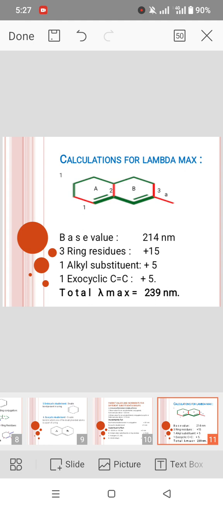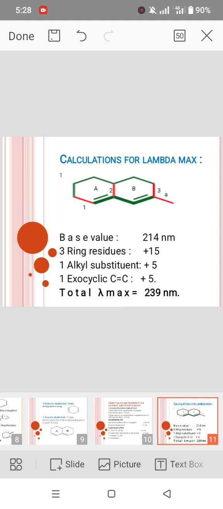I have marked them 1, 2 and 3, and this is why I add 15, because each ring residue contributes 5, so 3 multiplied by 5 is equal to 15. I also have an alkyl substituent in the diene, and because of its presence I have to add 5. And you can see there is an exocyclic carbon-carbon double bond. Therefore, I have to add 5 again.